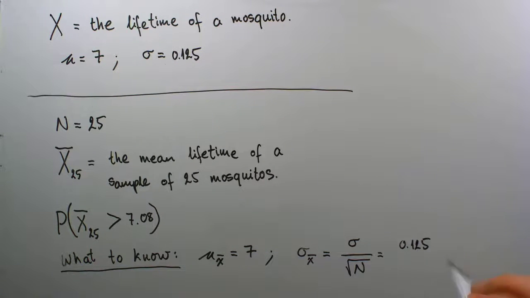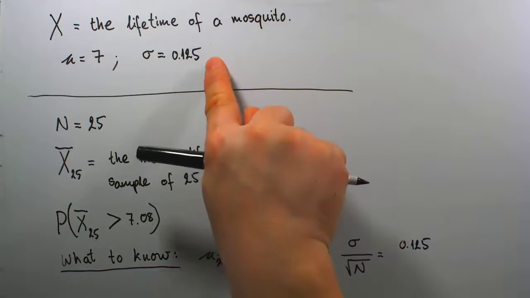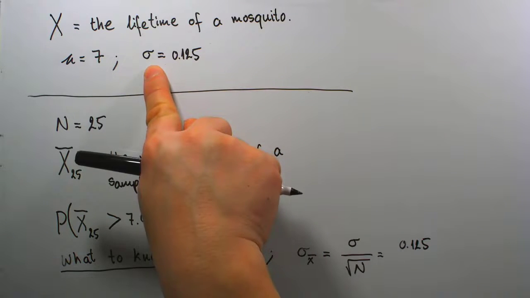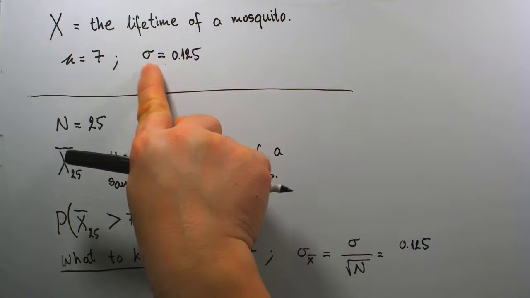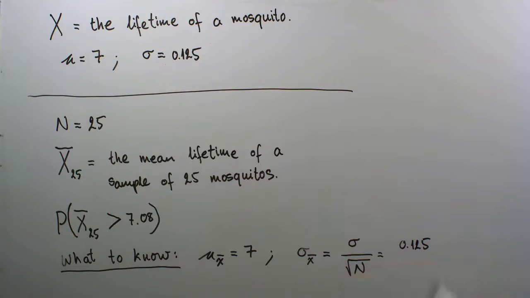0.125, as that was from our beginning population sigma. So this sigma here has no x bar, as I have already explained in my general lecture. And then now we're going to divide by the square root of 25. So the calculation comes out to be 0.025.